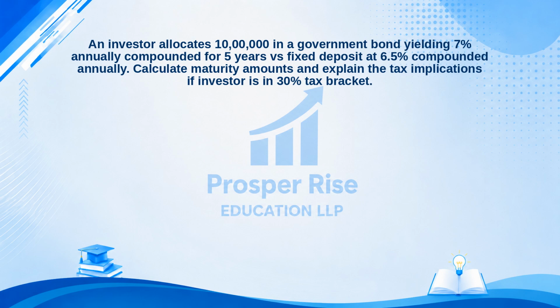An investor allocates 10 lakh in a government bond yielding 7% annually compounded for 5 years versus fixed deposit at 6.5% compounded annually. Calculate maturity amounts and explain the tax implications if investor is in 30% tax bracket.